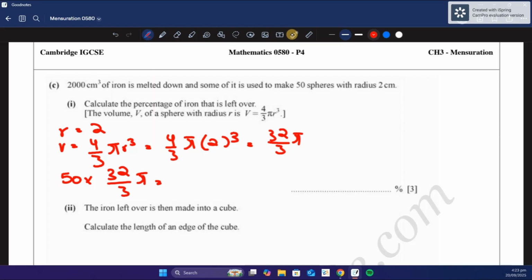That would give us 1675.516 centimeter cube. Alright, that is the volume of all 50 spheres. Okay, now we melted down 2000 and we utilized 1675.